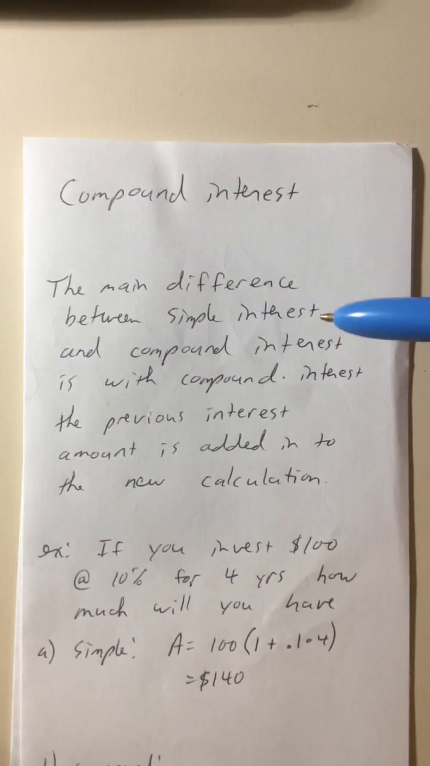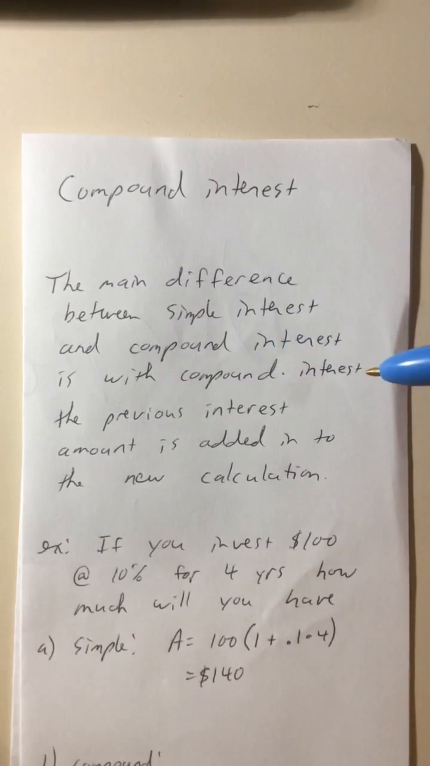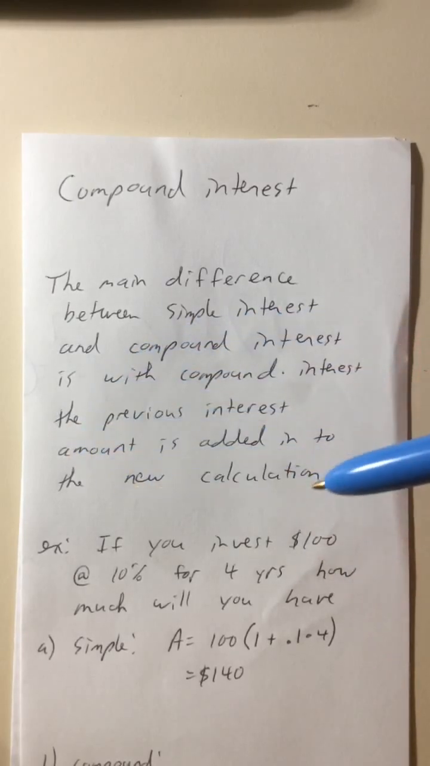The main difference between simple interest and compound interest is with compound interest, the previous interest amount is added into the new calculation. So that seems like maybe a difficult concept to grasp. You've actually already done this in Algebra 2. But let's explore this with a pretty simple example.